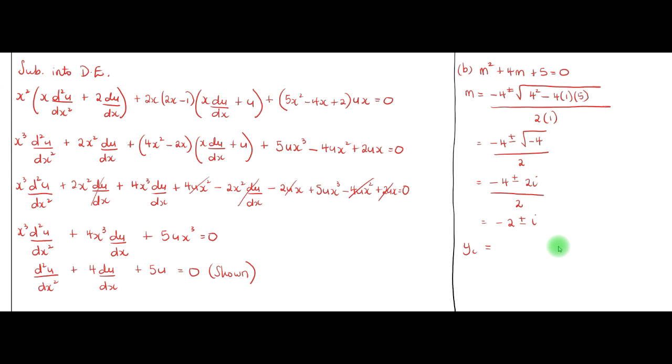All right, which means uc, we're solving for u. So uc is equal to a e to the negative 2x cos x plus b e to the negative 2x sine x. That's your uc. Now looking at the differential equation, it's homogeneous because we have 0 on this side, which means we don't have a up, which means our u is simply the uc.